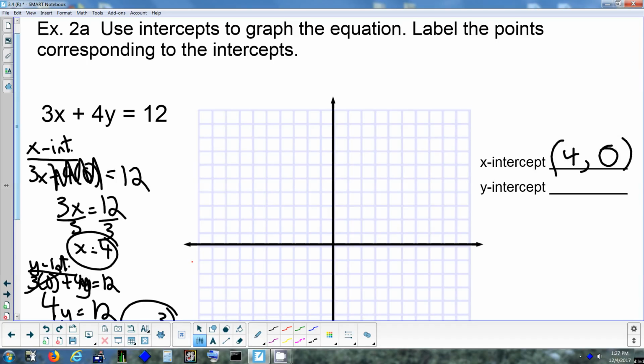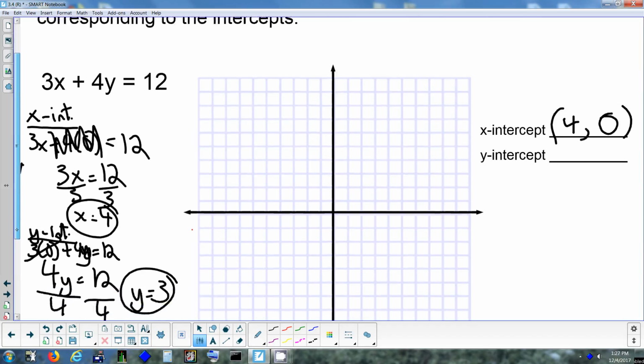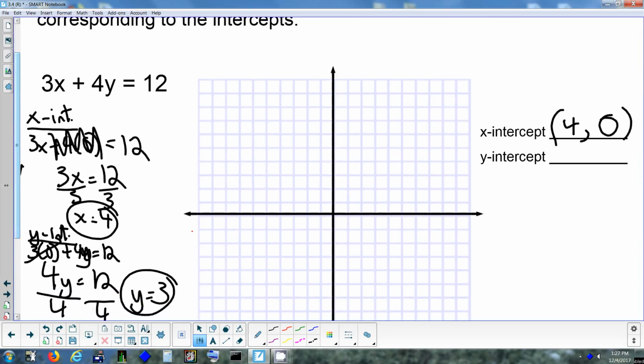X-intercept, y-intercept, let me scroll down a little bit so we can see it. Y-intercept is 3. Is that going to be my first coordinate or my second coordinate? What do you think, Noah? Is the y going to be my first coordinate or my second coordinate? Give me the second. Why? X always goes first. Because it's a y. Good. Perfect.